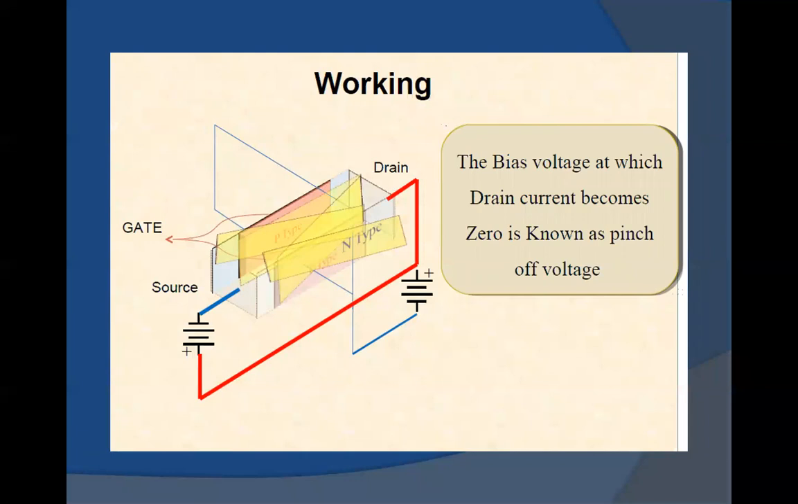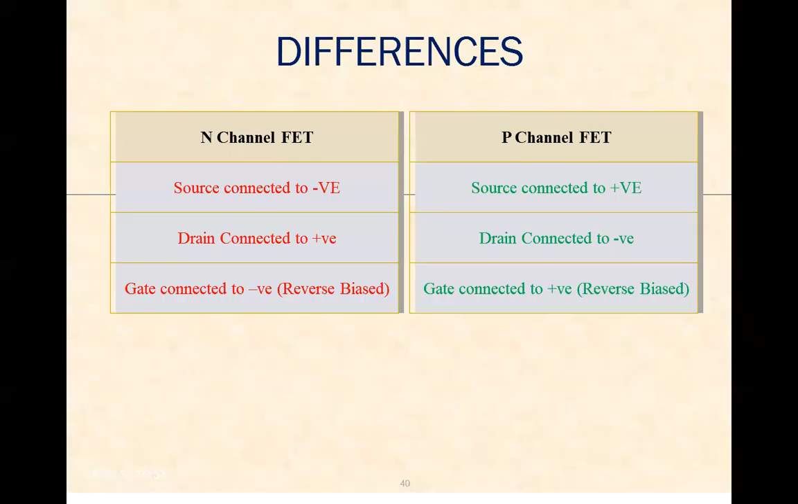Here the bias voltage at which drain current becomes 0 is also known as pinch off voltage. So this is the difference between N channel FET and P channel FET. Here the source will be connected to the negative terminal, but in P channel it will be connected to the positive terminal. The drain terminal is connected to positive in N type, and drain is connected to negative in P type.